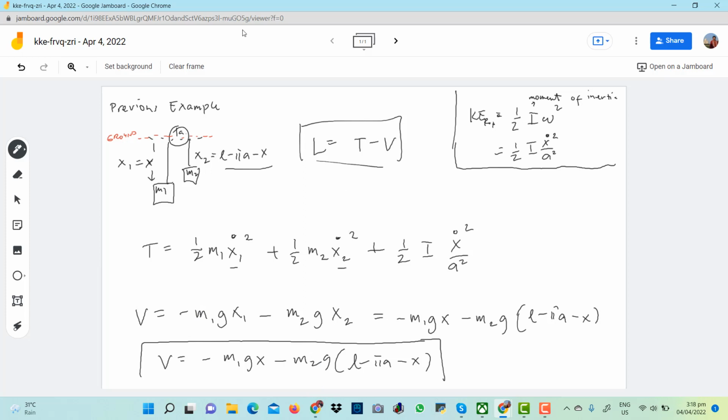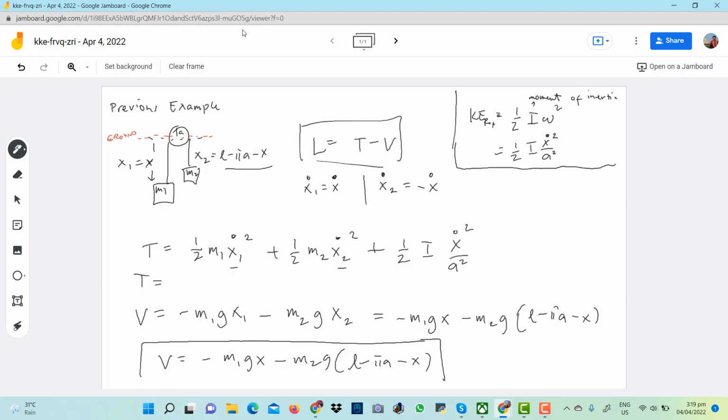Now the kinetic energy. Take note from here, x1 dot is just equal to x dot, because x1 is equal to x. So x1 dot is just x dot, while x2 dot, if I derive x2, L is constant, pi a is also constant, so if I derive x2, you will get minus x dot. Okay, so minus x dot will be the x2 dot.